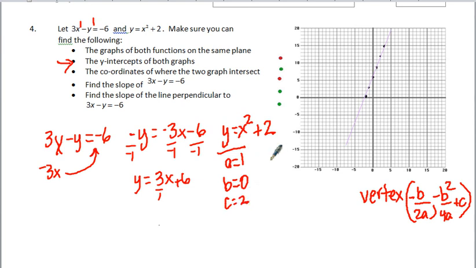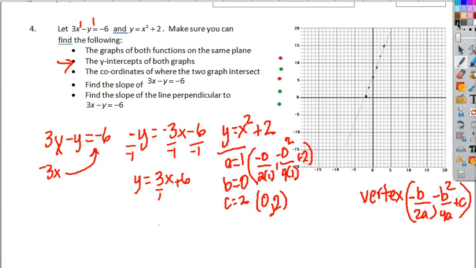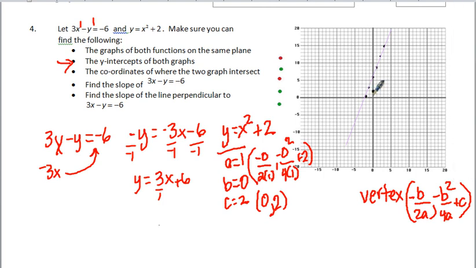So if you were to plug all of that information into your vertex formula, the opposite of 0 over 2 times 1, well, that's just 0. And then the opposite of 0 squared, pretty much you could be done with this, plus c, which is 2, gives you 0 plus 2. So your vertex is 0, 2. Right? So that's the vertex of your parabola.